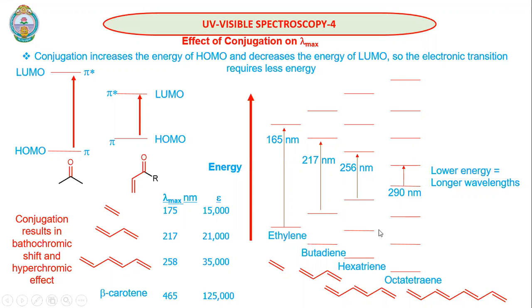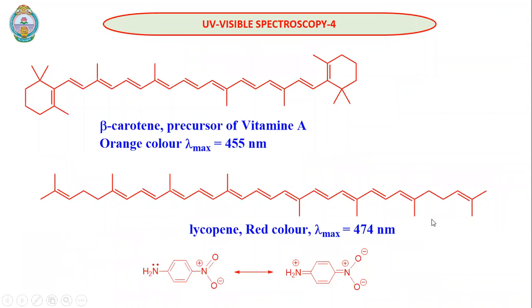So with increase in number of conjugation, what is happening? The HOMO-LUMO band gap is decreasing. Because of this decrease in HOMO-LUMO gap, the energy requirement for this electronic transition will obviously come down. So we observe bathochromic shift. Now, ethylene absorbs energy around 180 nanometers. With increase in one double bond conjugation, it is 217. With three double bonds, it is 256. With four double bonds, it is 290 nanometers. It is still in the UV range, right?